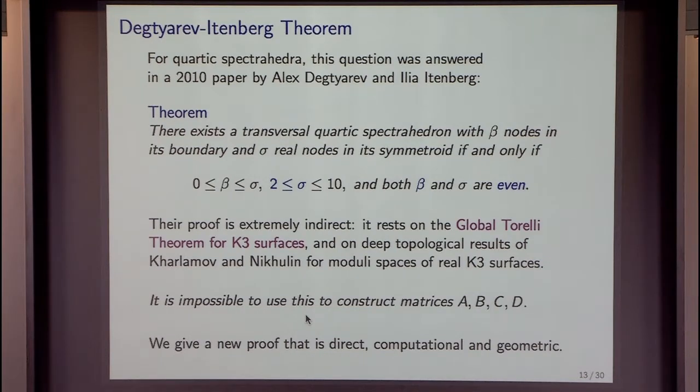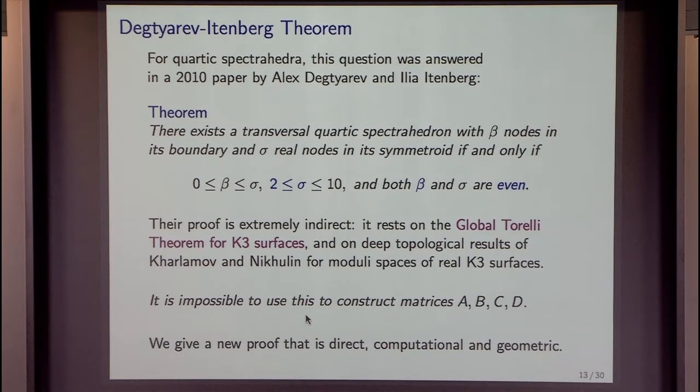Now this was amazing. So they sent me the paper, and I was really, really happy. They answered my question, and it was a 35-page paper, and I didn't understand a word of the proof. So it turns out that the proof is very, very indirect. It rests on something called the global Torelli theorem for K3 surfaces, which I will spare you the details of, and deep topological results for the moduli space of real K3 surfaces. So these guys had studied this kind of stuff all their life, and they applied everything they knew and solved my problem.